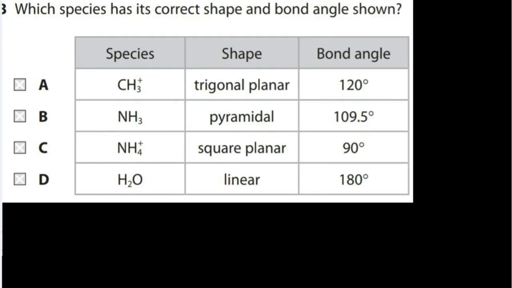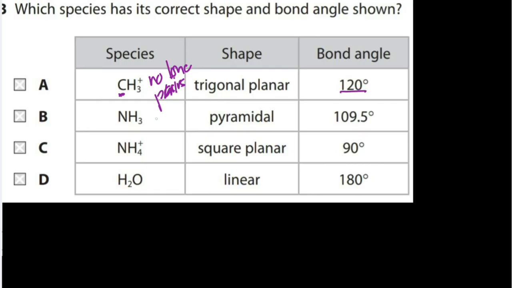Which species has its correct shape and bond angle shown? So we're given here 4 species, CH3 plus ion, NH3, NH4 plus ion, and water. So let's take a look at each one of them. CH3 plus ion, or the methyl cation, its central carbon has 3 bonding pairs and no lone pairs. Therefore, it has a trigonal planar shape with bond angle 120 degrees.